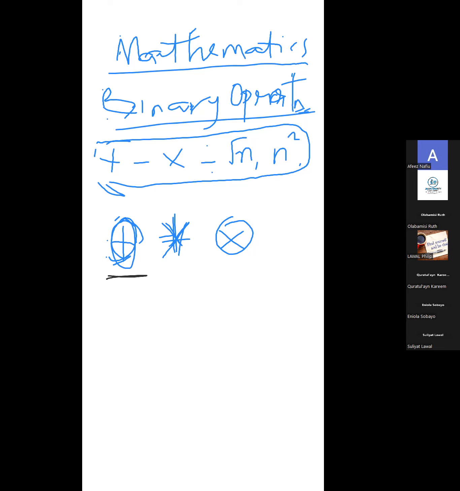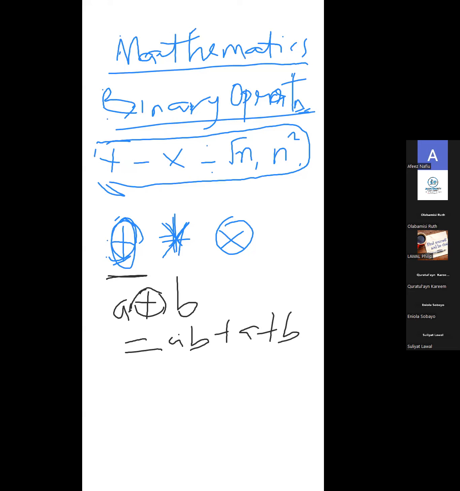Okay, so let me give you an example. If you have a star b, or plus, it doesn't matter anyhow, is equal to, they will give you the definition of this, maybe ab plus a plus b. This is what it is. So anytime you see A and B combined with this particular binary operation, what it means is that you first multiply A and B, you add A, then you add B.